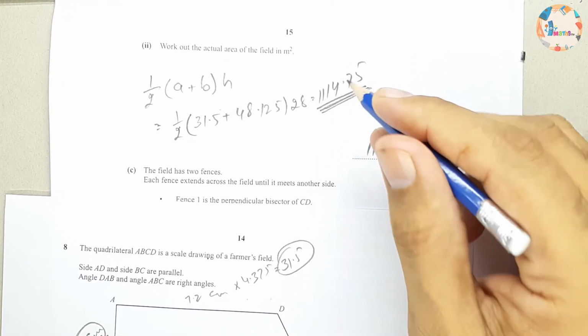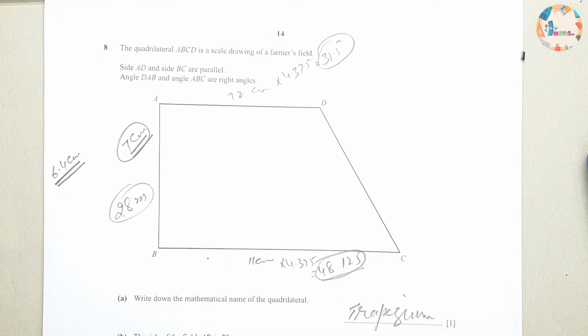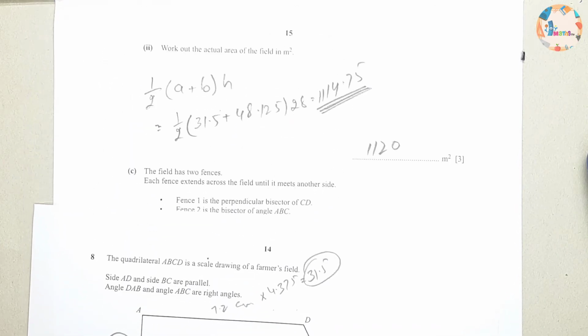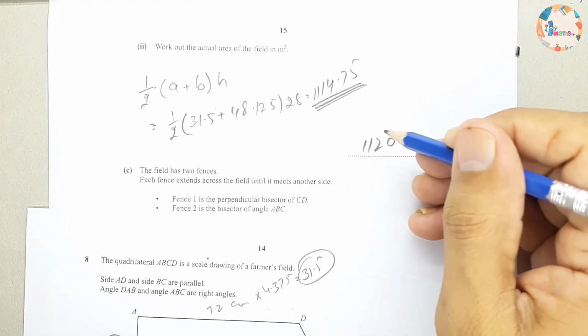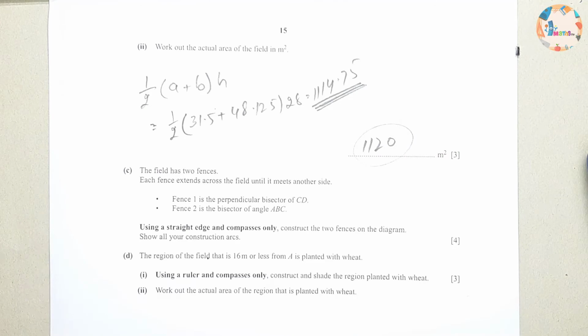Why more than this? Because this drawing is shrunk. So if we apply the same method on the marking scheme diagram, we will get the answer 1120. Hopefully you understood this.